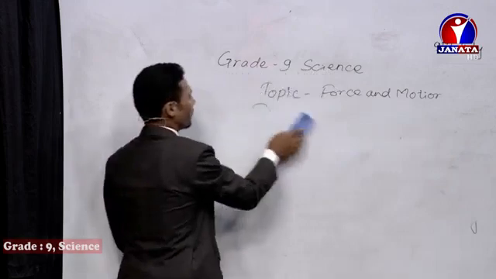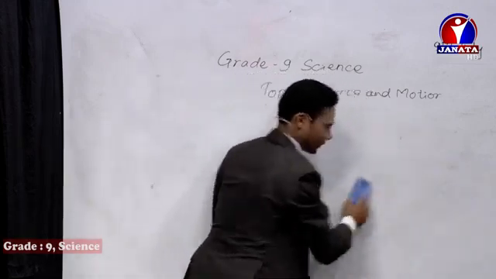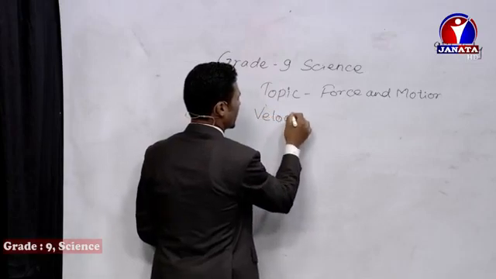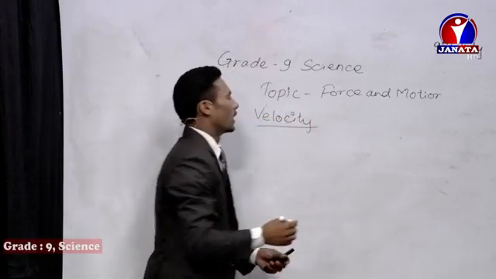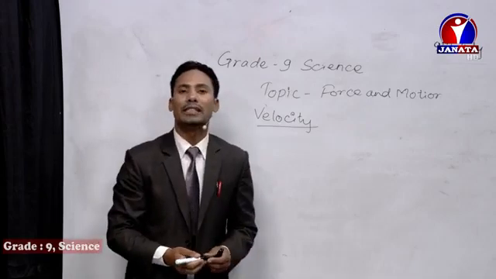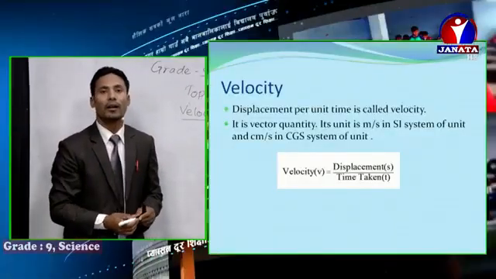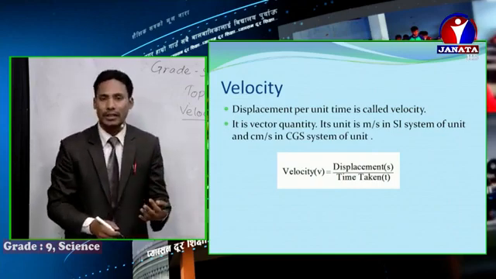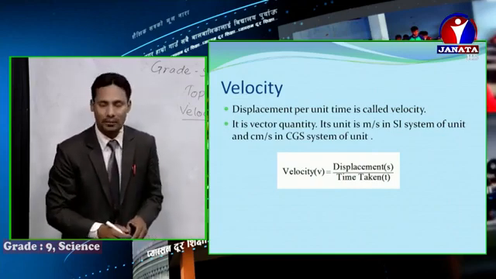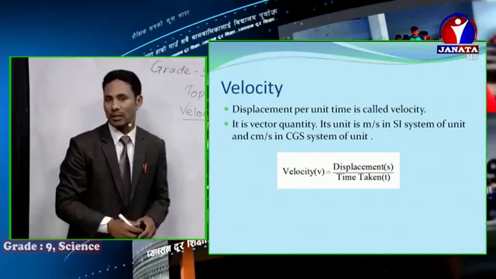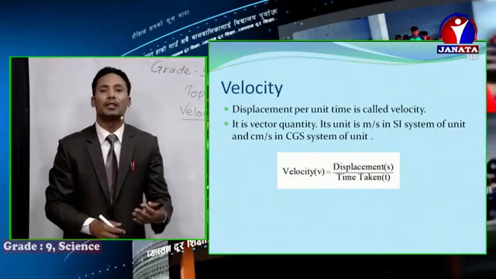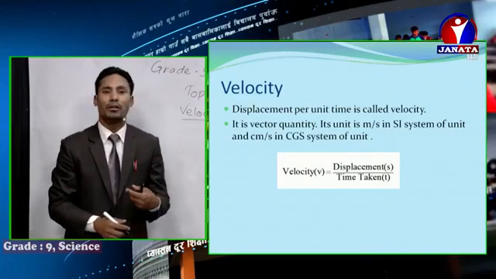Okay, and the next term is velocity. Okay, velocity. The displacement per unit time is called the velocity. That means displacement covered in the certain durations of time can be defined as the velocity. And its SI unit of velocity is meter per second.